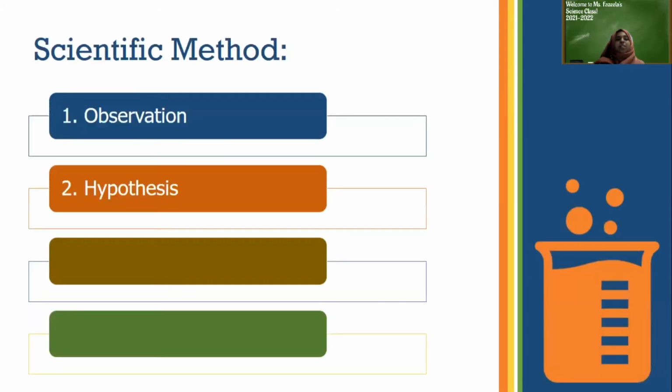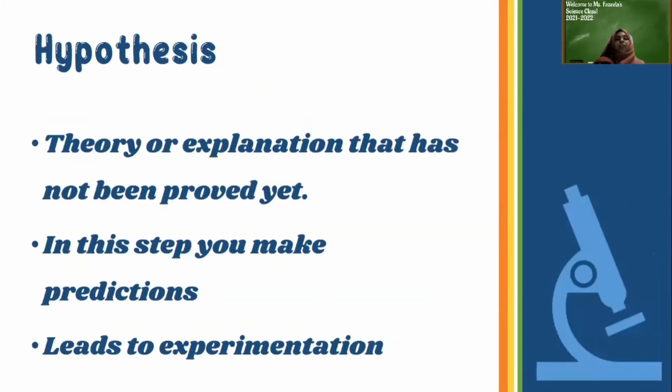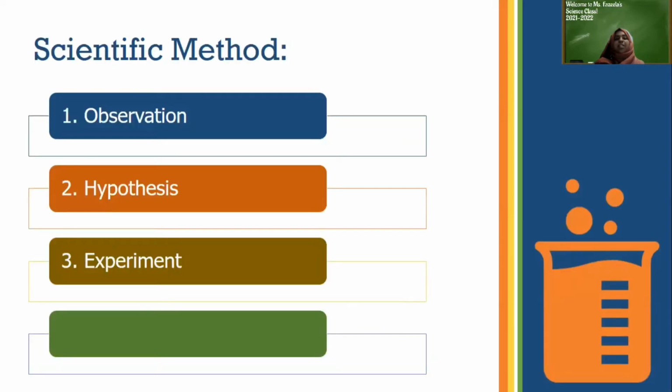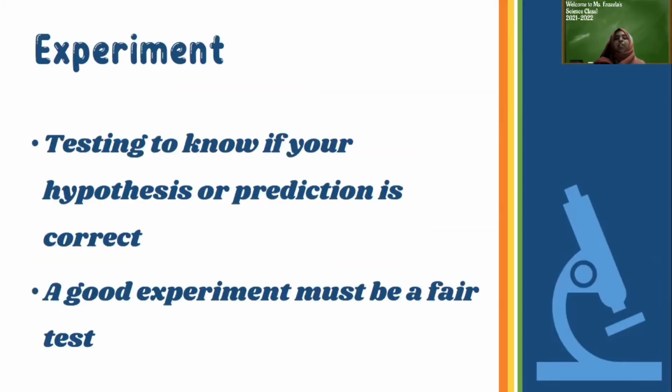So the next part is hypothesis, because once you have a question, you make a hypothesis, you make a prediction. Now, the theory or explanation that has not been proved yet, it is a hypothesis. It's not proved, it's just your guess or your prediction, it's called a hypothesis. In this step, you make predictions, right? And this leads to experimentation, because once you make the prediction, you need to know if it's right or wrong. You do the experiment. So the third step is experiment. Now here you will test to know if your hypothesis or prediction is correct.